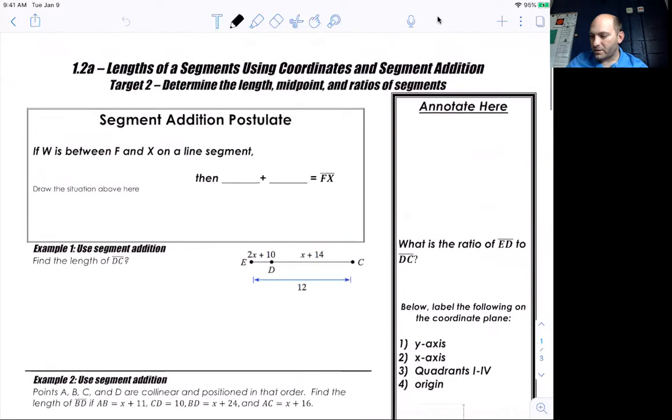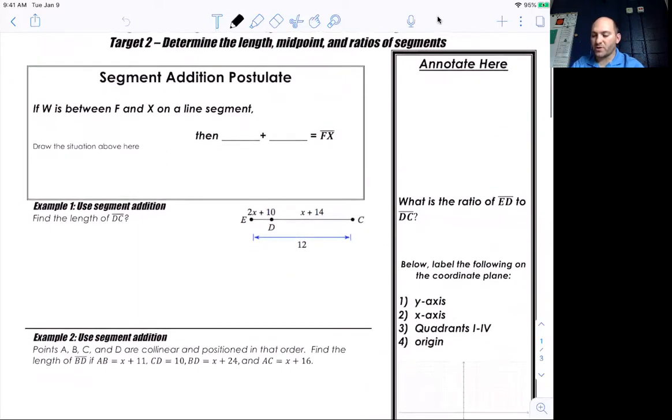All right, so first thing we want to talk about is what's called the segment addition postulate. If W is between F and X on a line segment, before I actually write out the rest of the postulate, I'm going to draw this out. I have a line segment, and here's F, here's X. W is just somewhere on that line. Doesn't matter where it is.